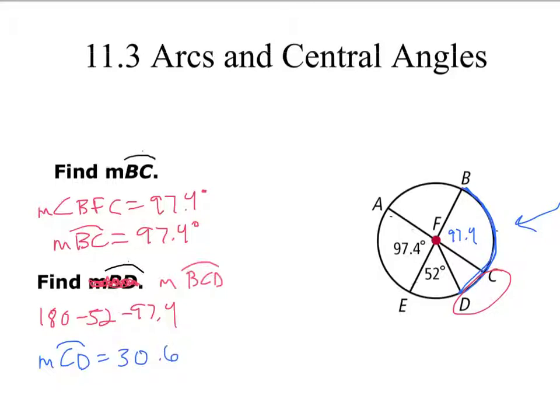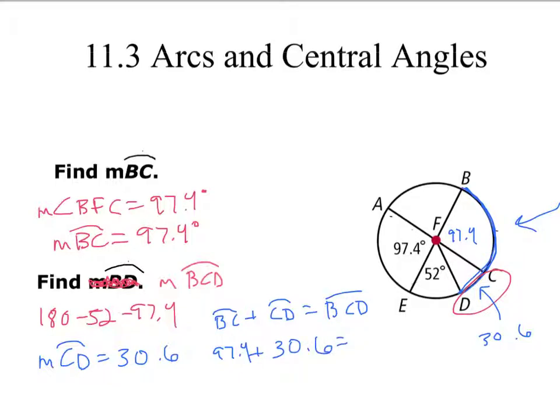Well, if I'm at 30.6, remember our arc addition postulate. I just take BC plus CD and I get BCD. Oh my goodness, look at that. So if I take 97.4 plus 30.6, I will get BCD, which is going to be 128 degrees. Okay, again, I need my degree symbol. All right, let's check it out.